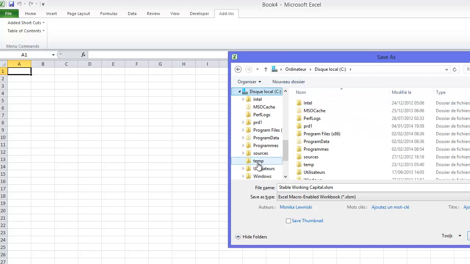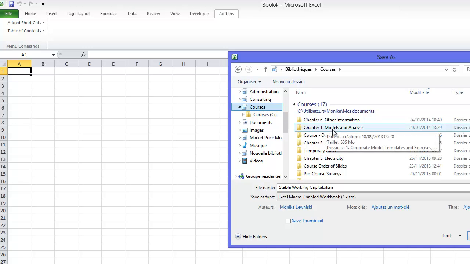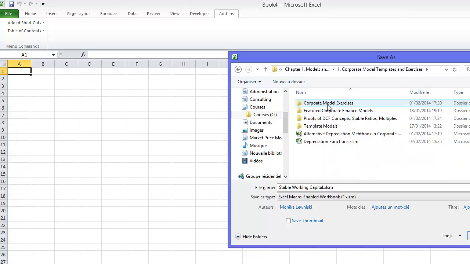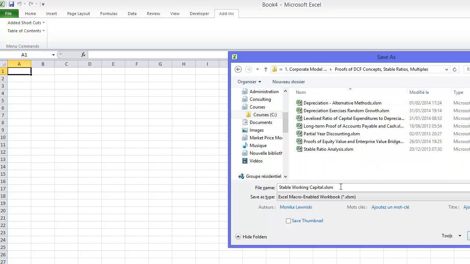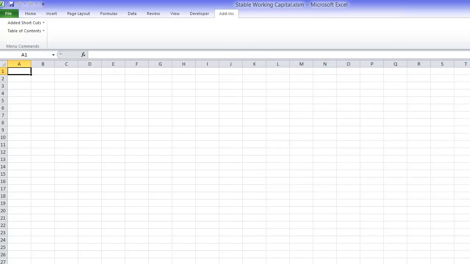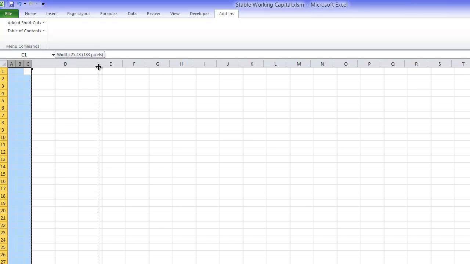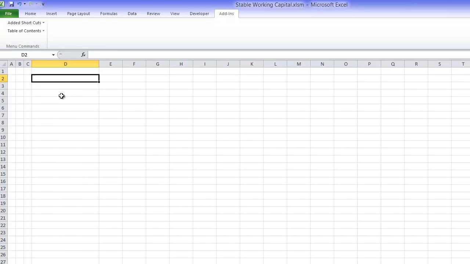Why don't I put it in, where is it? In courses and in Chapter 1, corporate models, and this is going to be proofs of stable ratios. Okay, I don't know if I have another one here already, but this is really an introduction that will lead into more complex questions about capital expenditures, but it certainly can be important in its own way.